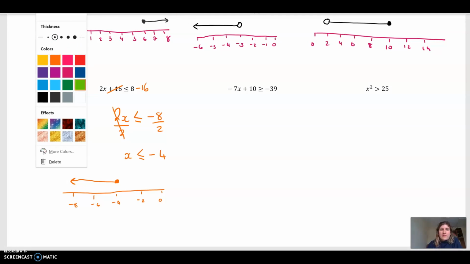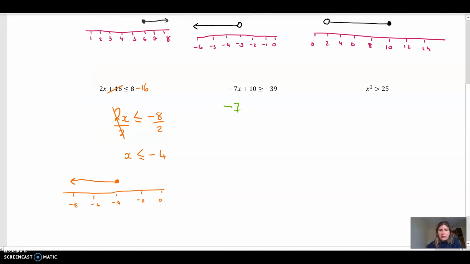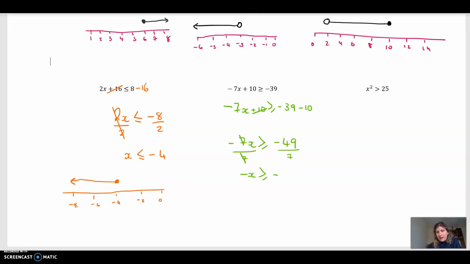Okay, next one. We've got -7x plus 10 is greater than or equal to -39. So again, the first thing we're going to do is minus that 10, because that's what we're adding on to the -7x. So -7x is greater than or equal to -49. Then the next thing we're going to do is divide both sides by 7. That cancels out, so we're left with -x is greater than or equal to -49 divided by 7, that's -7.